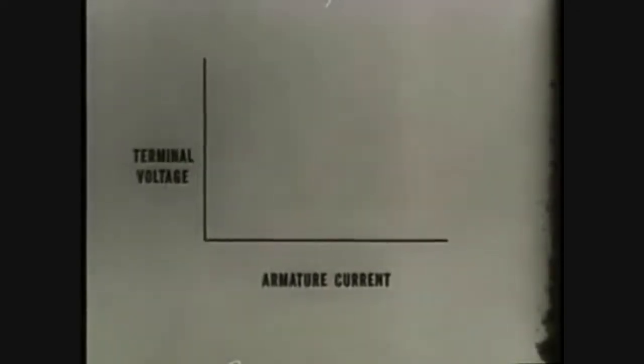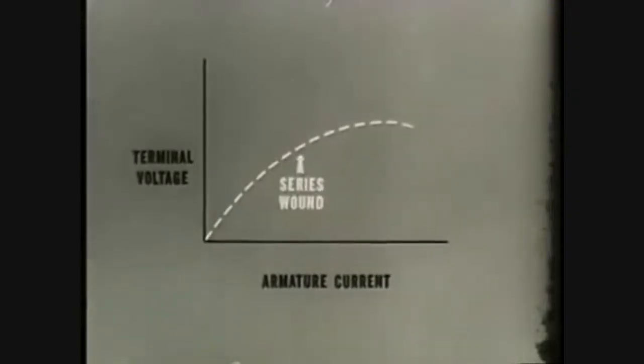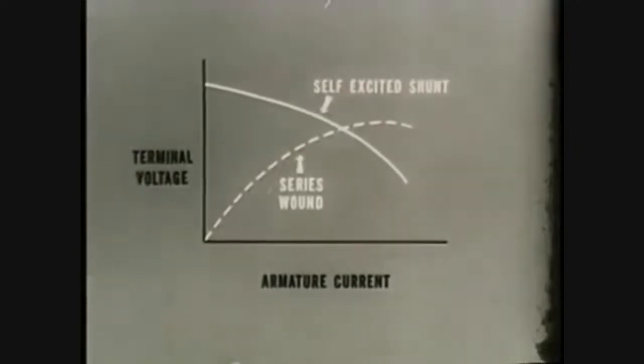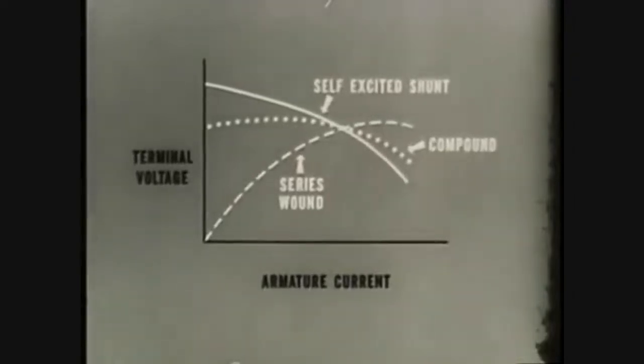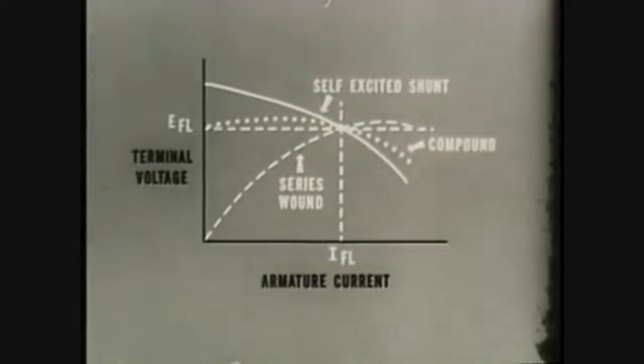A graphic representation of generator output characteristics, with terminal voltage plotted vertically and armature current horizontally, would look something like this. As we have seen, in the output of the series wound generator, voltage regulation is very poor. In parallel or shunt wound generators, the voltage regulation is fairly good, but current regulation is poor. Compound wound generators offer a flat compounded output that is normally most desirable. It combines the good features of both the shunt and series wound generators and provides stable voltage output under changing loads.